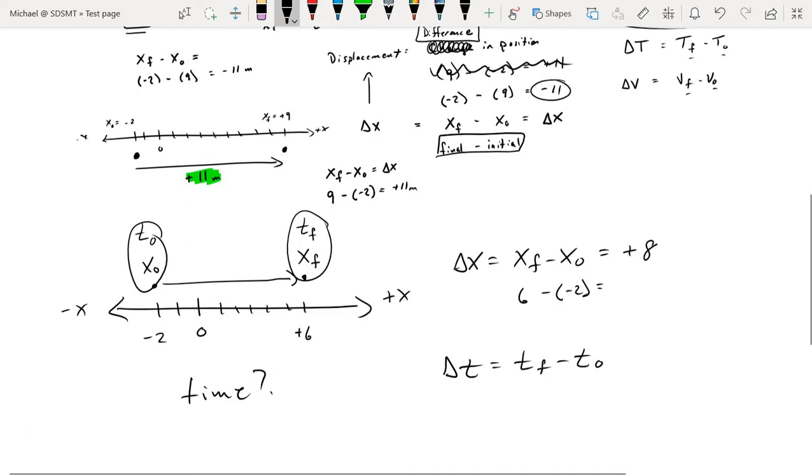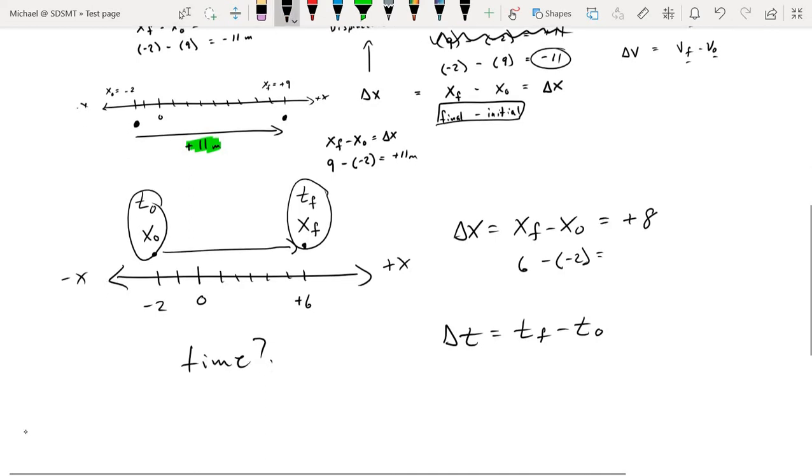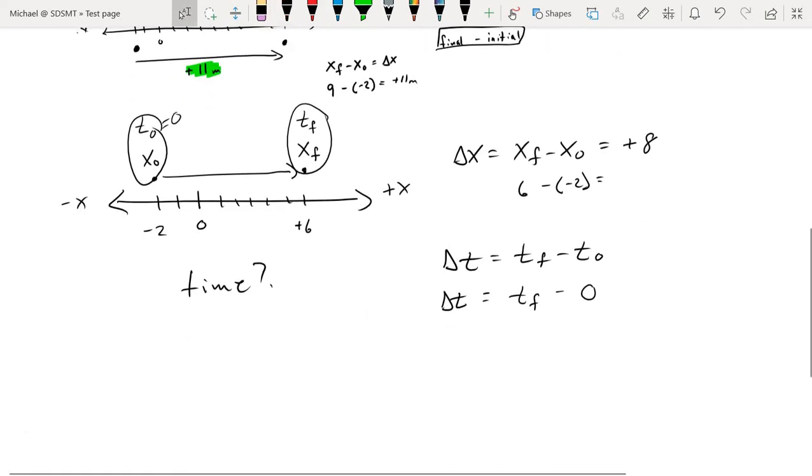And as I said, if possible, go ahead and let your initial time be 0 seconds. Because then, if your initial time is 0, then your final time just automatically becomes the time interval delta t. So we take out our stopwatch and we watch this particle as it displaces the 8 meters, and it turns out that it took 2 seconds for this object to move the 8 meters along our reference frame.